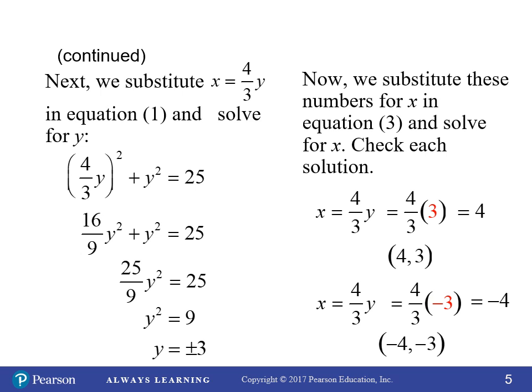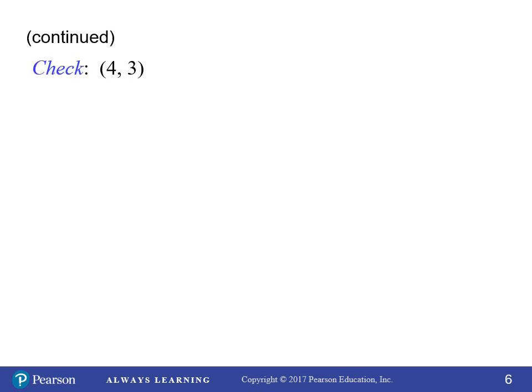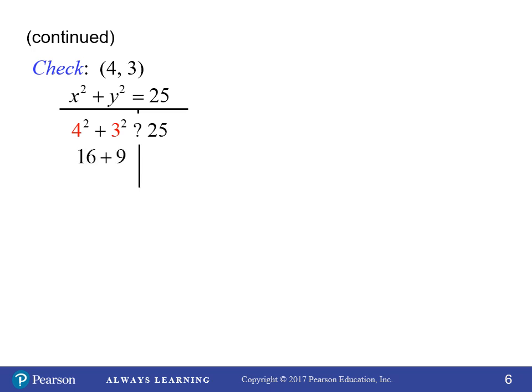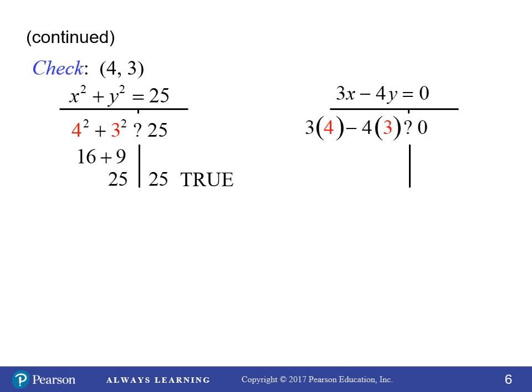But we always need to double check that these actually work. So we're going to plug in (4, 3) first. If I plug it into the first equation, is 4 squared plus 3 squared 25? Well, 4 squared is 16, 3 squared is 9. If you add those together, they do equal 25. So that one checks out. Now we're going to check it in the second equation. 3 times 4 minus 4 times 3 gives you 12 minus 12, and that does indeed equal 0. So yes, it checks for that equation.